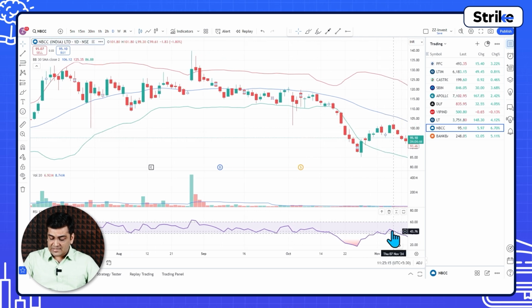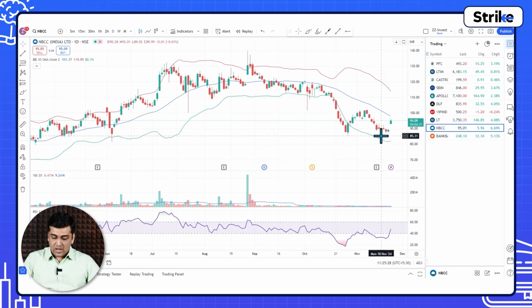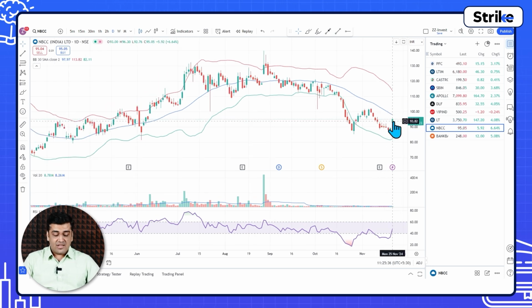And then RSI has dropped below 40. Once again the momentum has dropped, so within 3-4 days, if the price target is not achieved, you can look to exit immediately. Now prices did not go below the lower Bollinger Band. That's okay, so we will not have any trade as per this particular system.